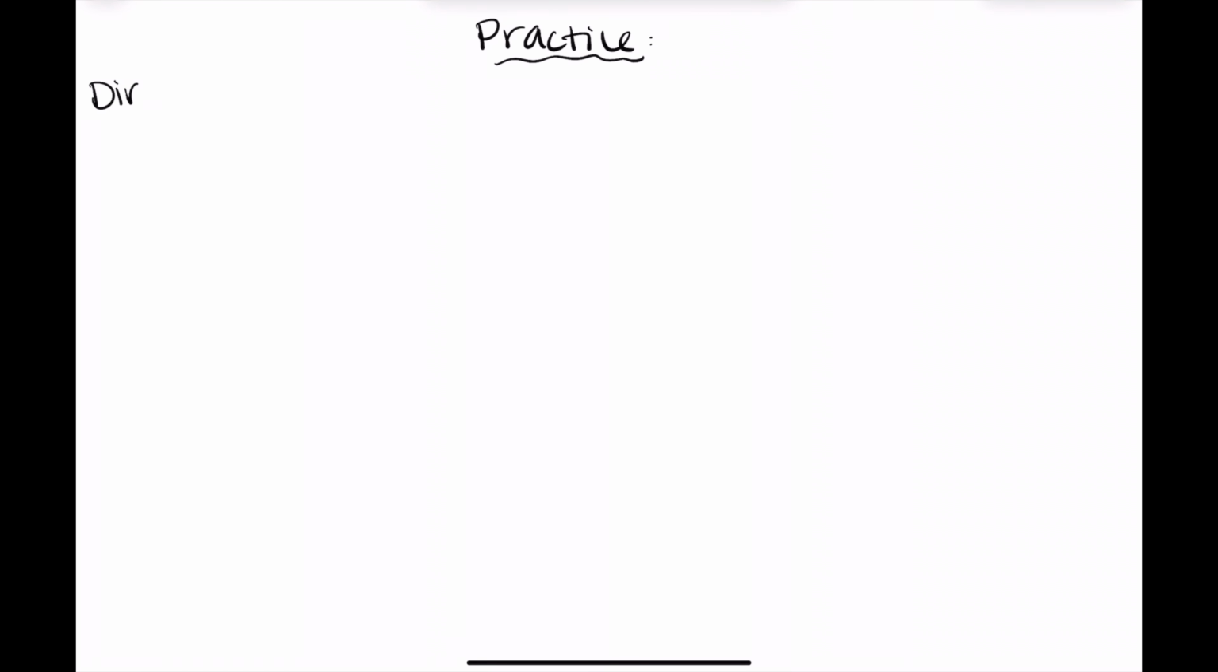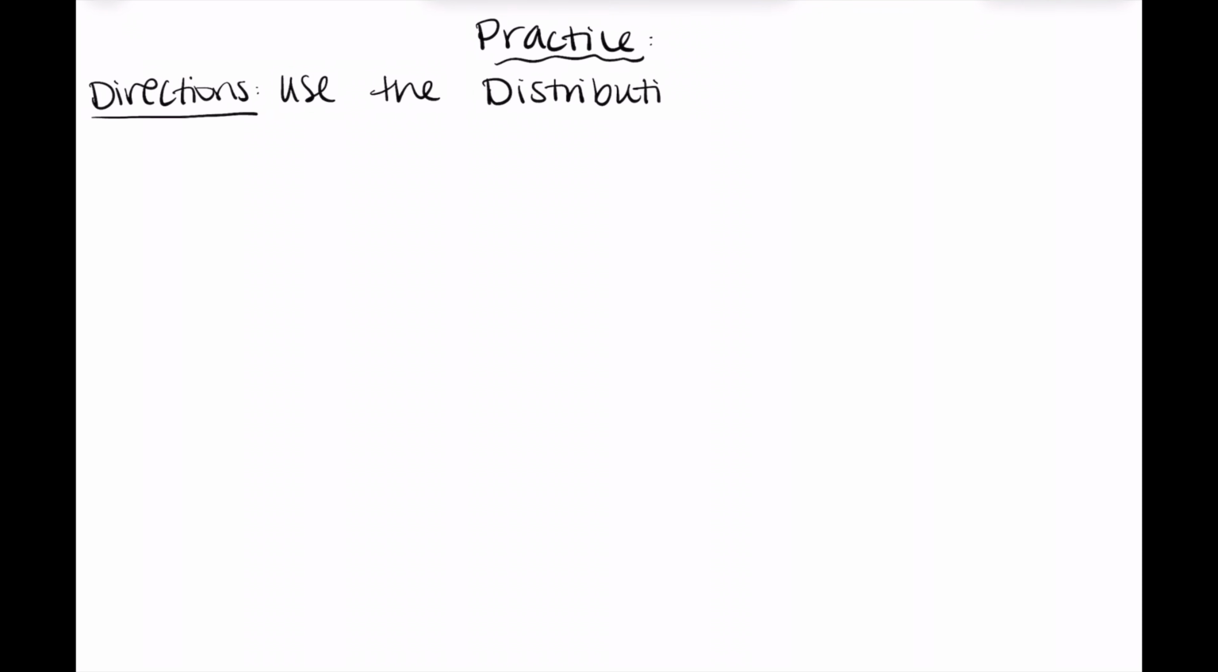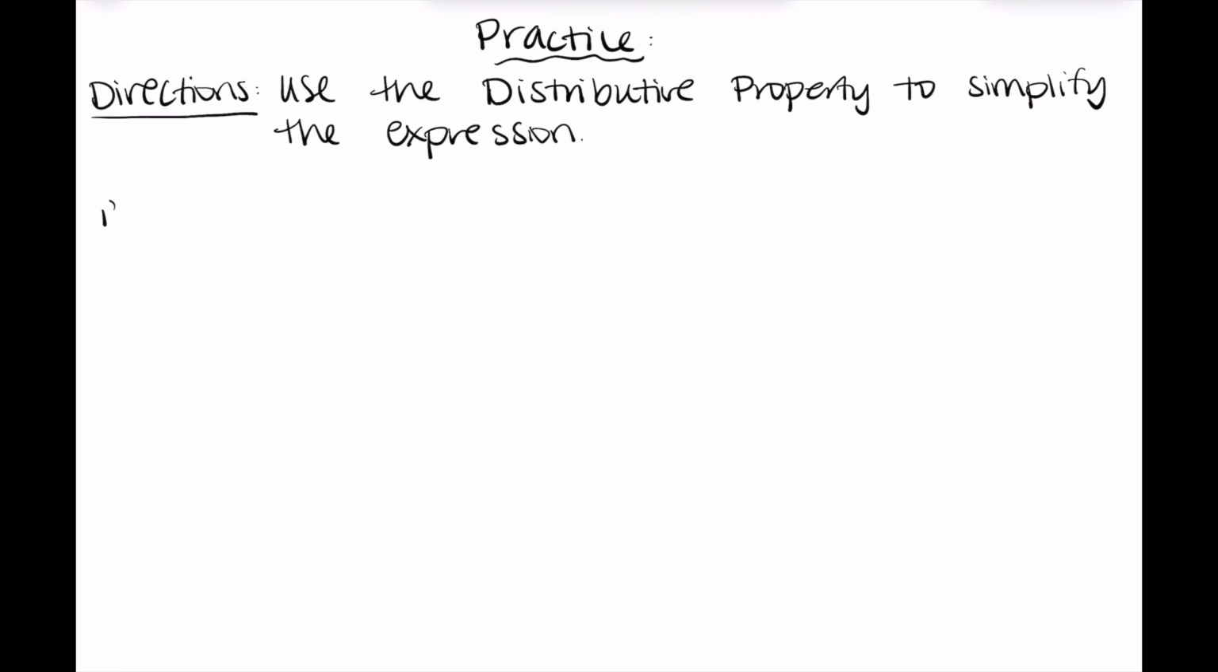So now that we've reviewed our definition of the distributive property and how it works with variables, we will get into our practice section for today. The directions say to use the distributive property to simplify the following expressions. So for number 1, we have 3 times the quantity x plus 4.